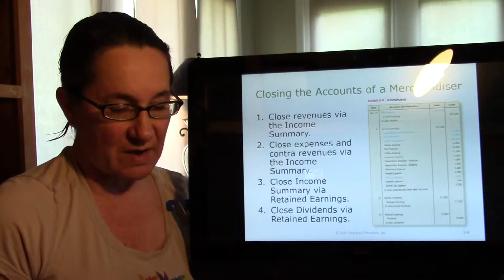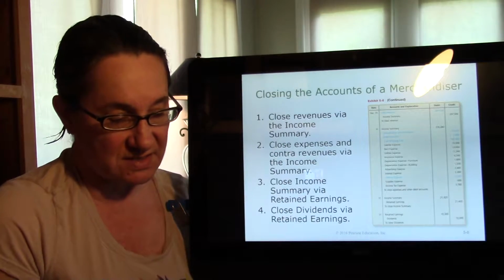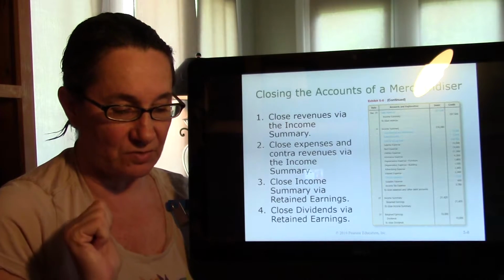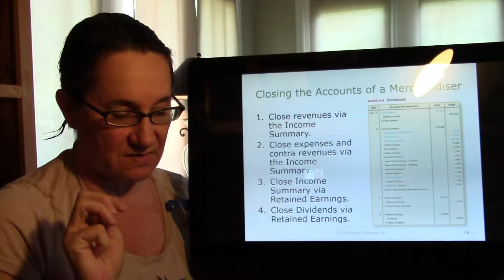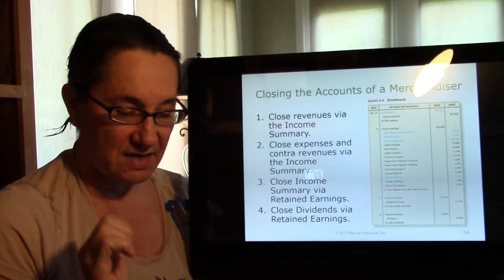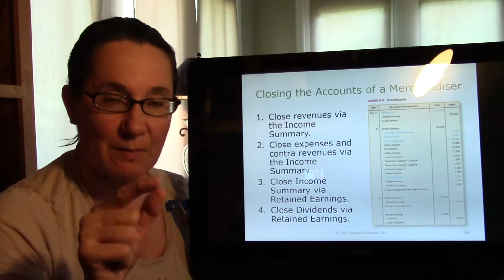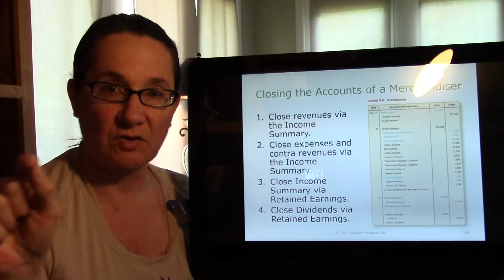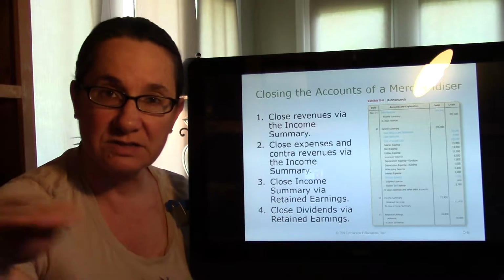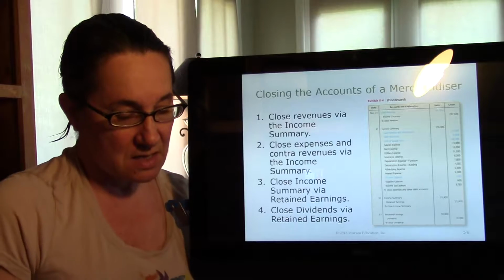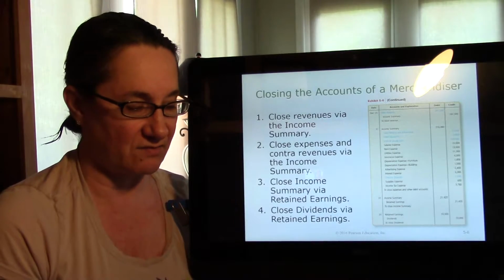The new accounts used by a merchandising business are highlighted in blue. The new accounts introduced in this chapter are merchandise inventory, sales revenue, sales returns and allowances, sales discounts, cost of goods sold, and delivery expense. Merchandise inventory is a permanent account. Permanent accounts go on the balance sheet, right? We've already talked about merchandise inventory. It's a current asset. Don't close merchandise inventory. The income statement accounts are temporary accounts and closed at the end of the period.